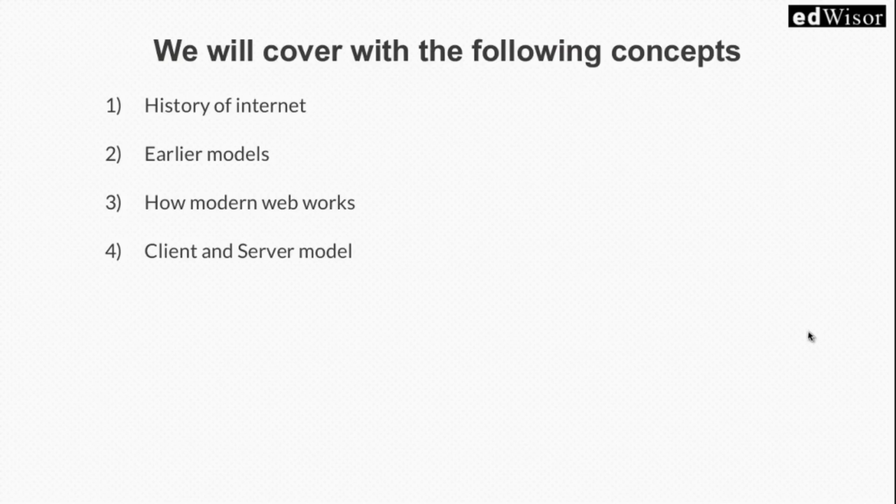We will be covering the following concepts to start with. First is the history of internet. Then we will be talking about earlier models that were there. Then we have how the modern web works, and a little about the client and server model. They may look a little theoretical to you right now, but the idea is to give you the perspective to understand why technologies grew like this, or how we reached here.